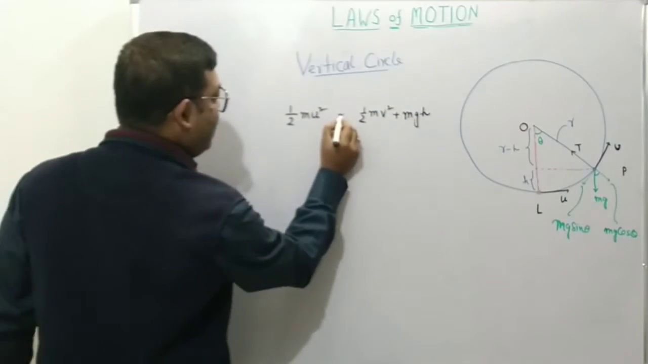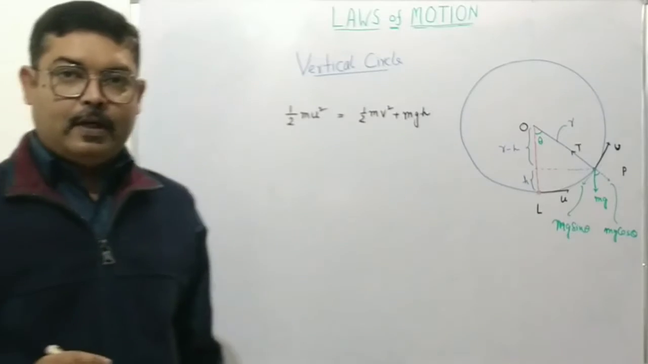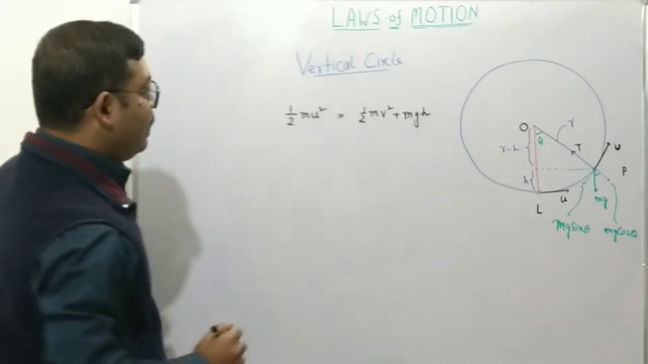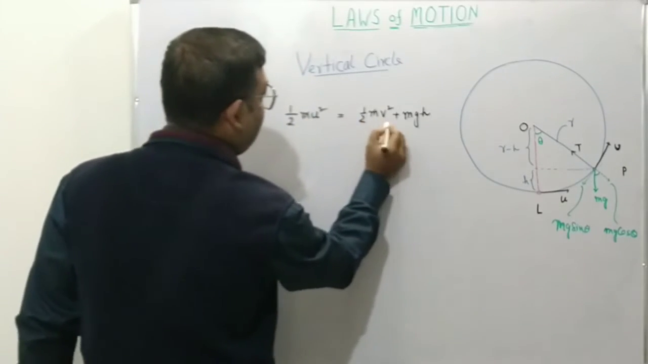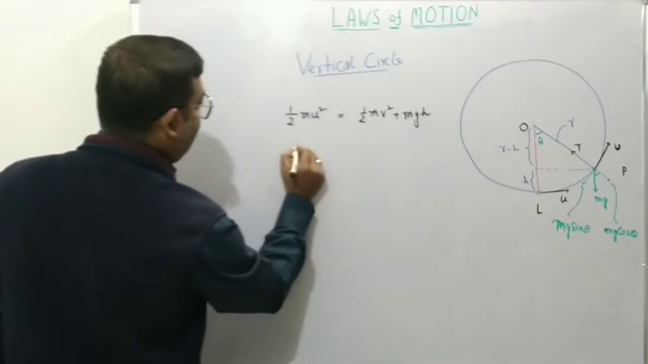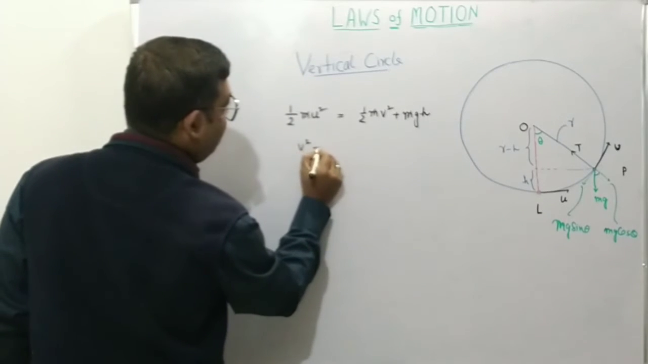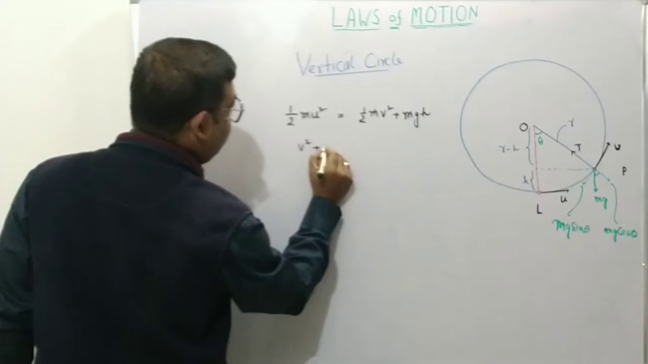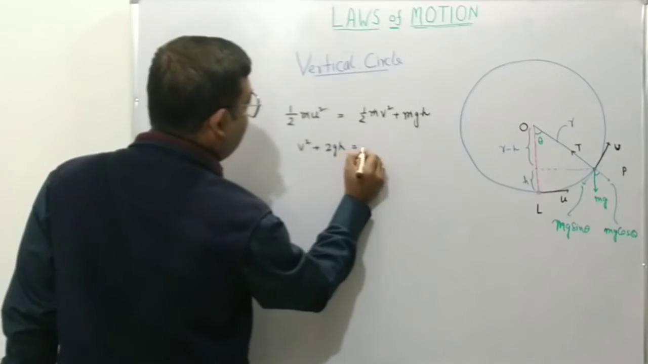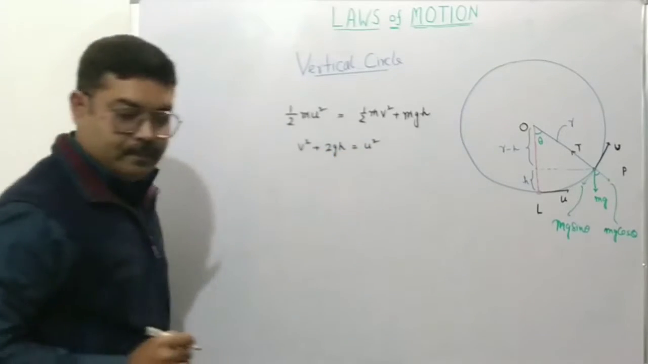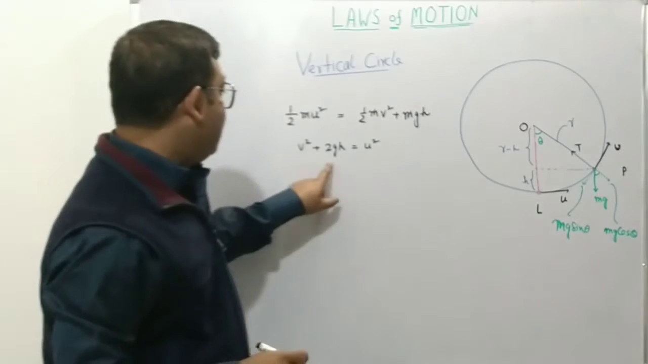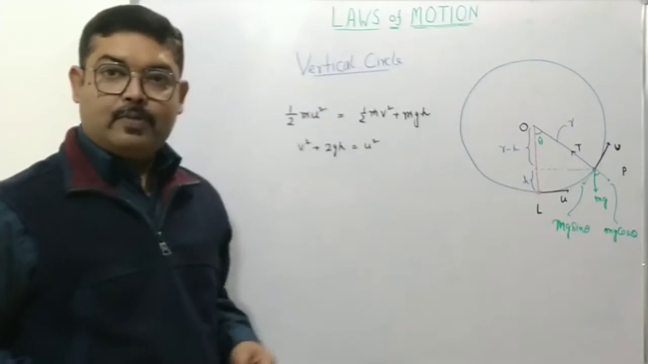So these two must be equal according to the principle of conservation of energy. This will give us, m's can be cancelled from here, so we have v square plus 2gh equal to u square. How did we find this? By multiplying both sides by 2.